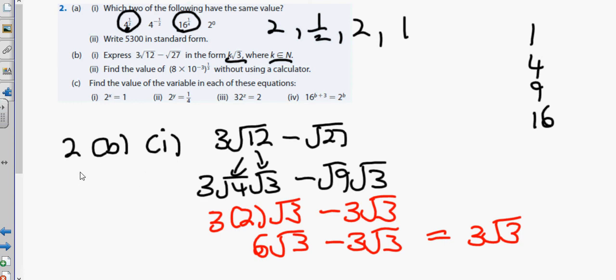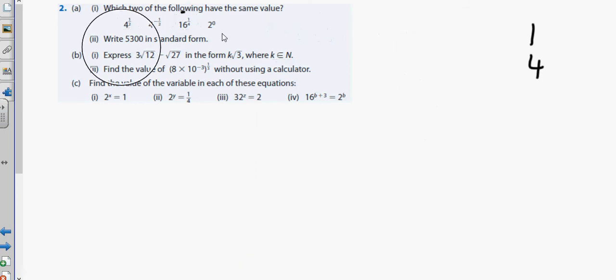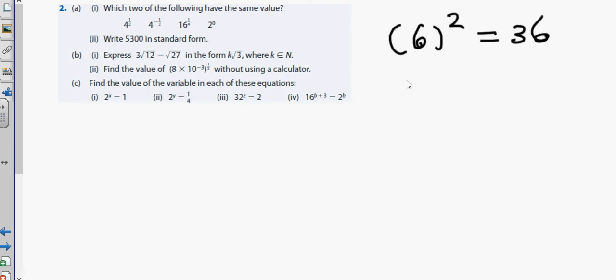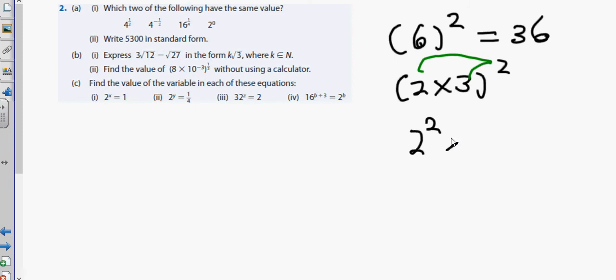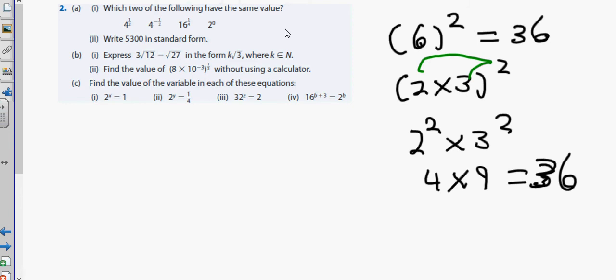Now, next question. Find the value of 8 multiplied by 10 to the minus 3, all to the power of a third, without using a calculator. Okay, now, there's a rule. If I have 6 squared, we all know 6 squared is 36. If I was to break up 6 into 2 multiplied by 3 and square it, the answer should still be 36. So the square comes in and squares both the 2 and the 3. So we get 2 squared multiplied by 3 squared, which is 4 multiplied by 9, which is still 36, okay?